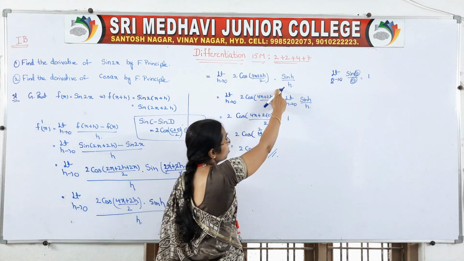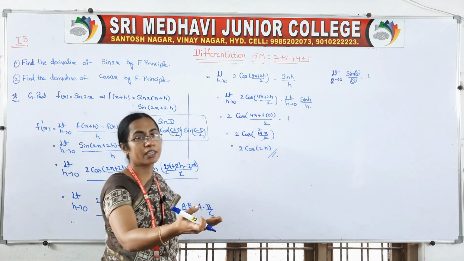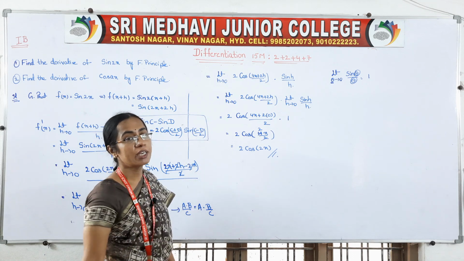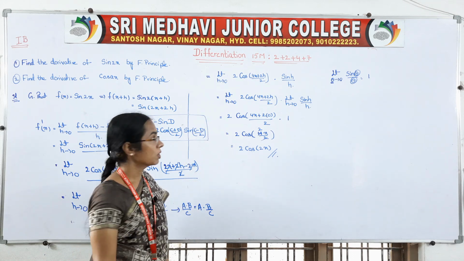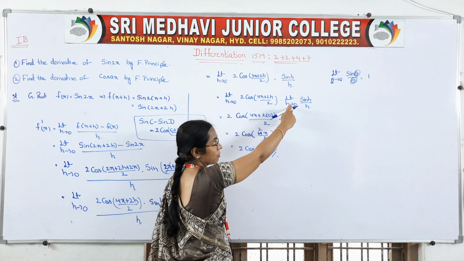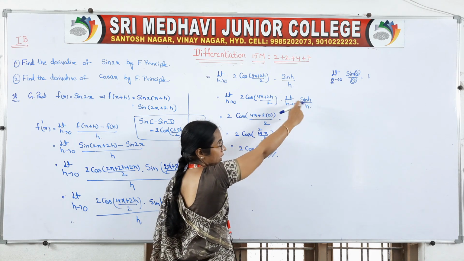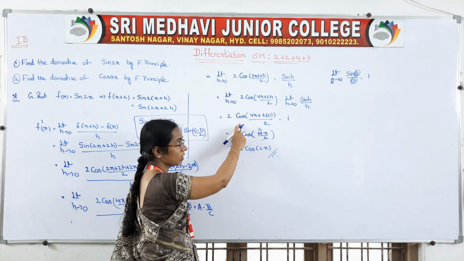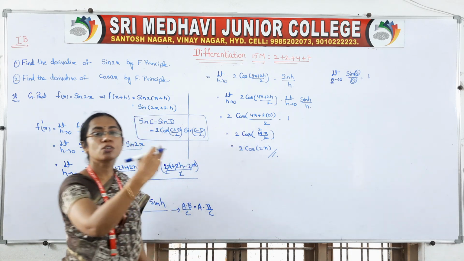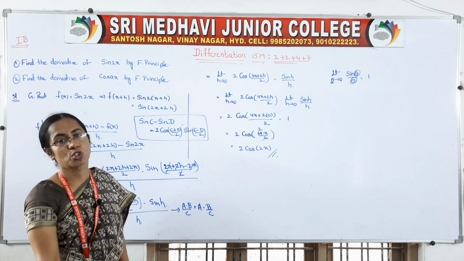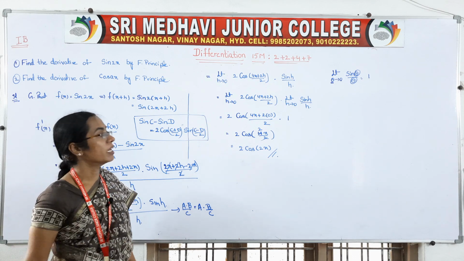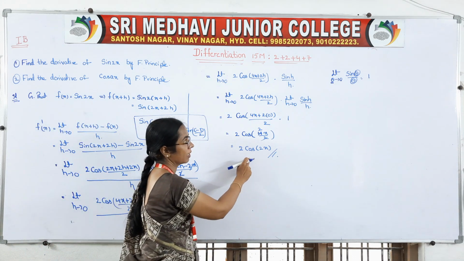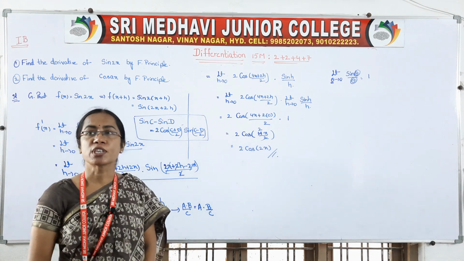After that, whenever 2 or 3 terms are there in the limit, we can apply the limit separately for each term. So I applied the limit for this as well as for this. This value becomes 1 since that is the formula, and here no further simplification is possible. So in h's place you substitute 0, that means substitute the limit, and you will get your answer. So this is your first question.